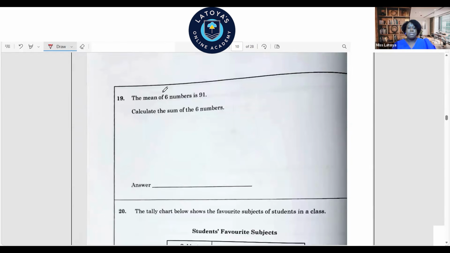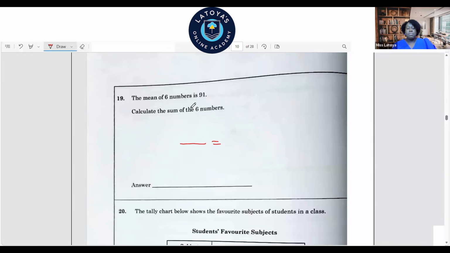Question 19. The mean of 6 numbers is 91. Calculate the sum of the 6 numbers. Now, I always tell my students, when you're doing mean, set it up. Remember what goes on top. The sum goes on top. The number of values goes under. And the mean comes here.